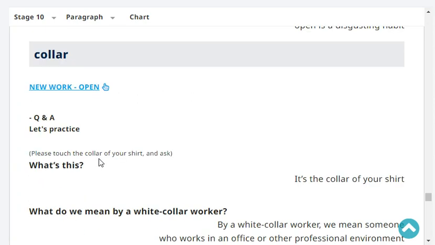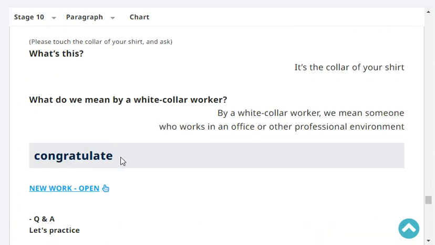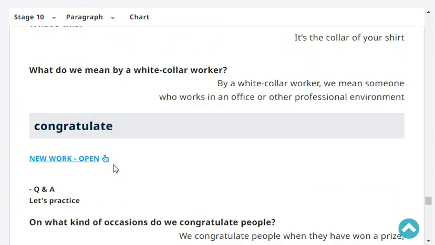Next, what's this? It's the color of your shirt. What do we mean by a white collar worker?